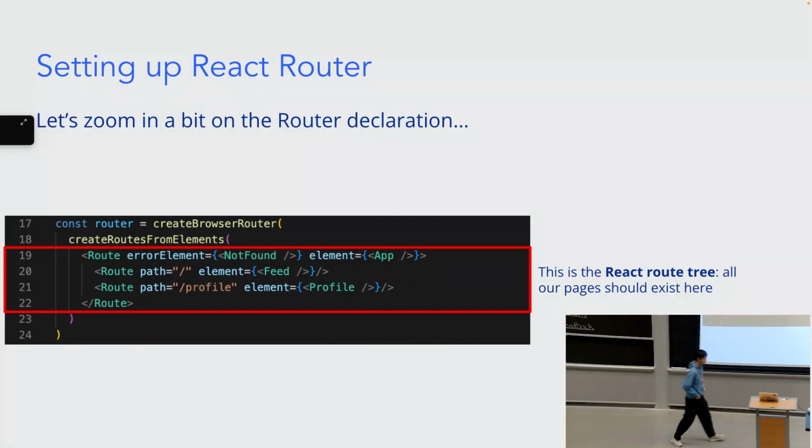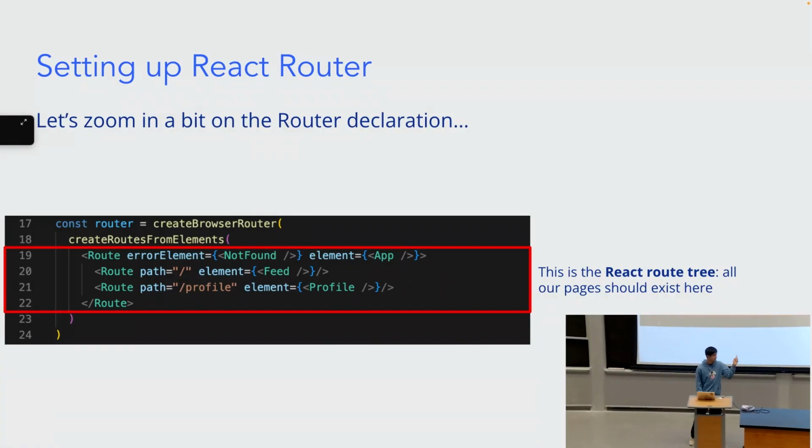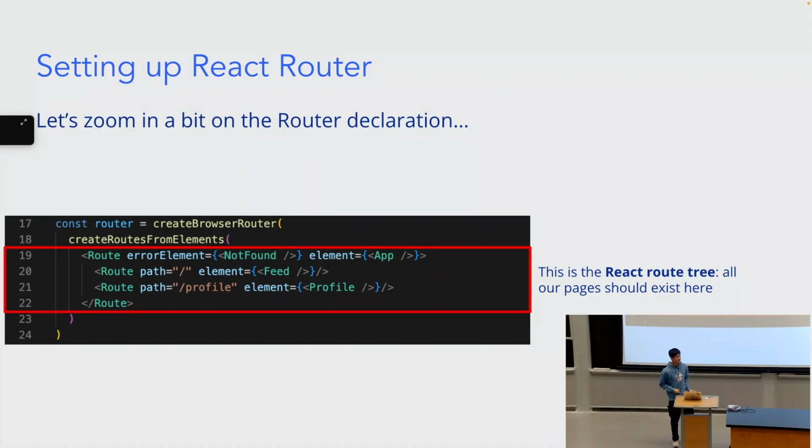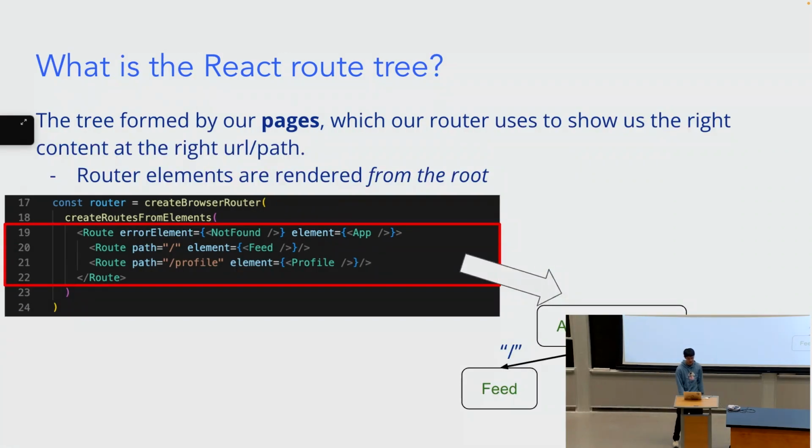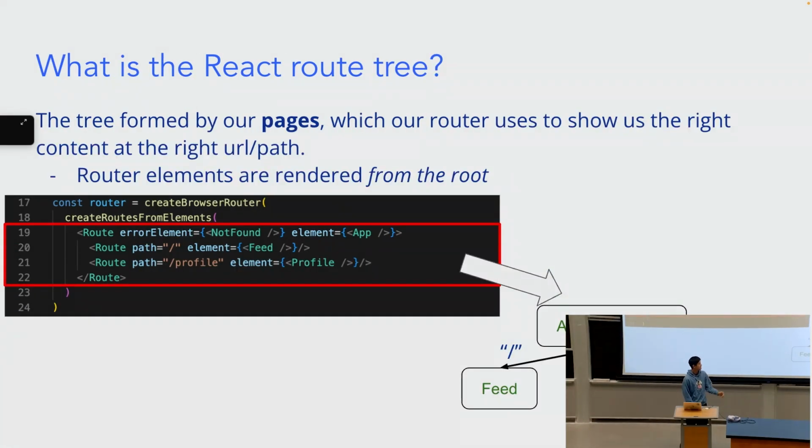Yeah. So let's zoom in a little closer on the router declaration. So this is the React route tree, and all our pages exist here. And if we take this route tree, we can transform it into this tree as follows, where we represent green elements using green, and then error elements using red. So here we have the app and not found at the top, and then below it we have two components, feed and profile, that exist at the paths just slash and slash profile.